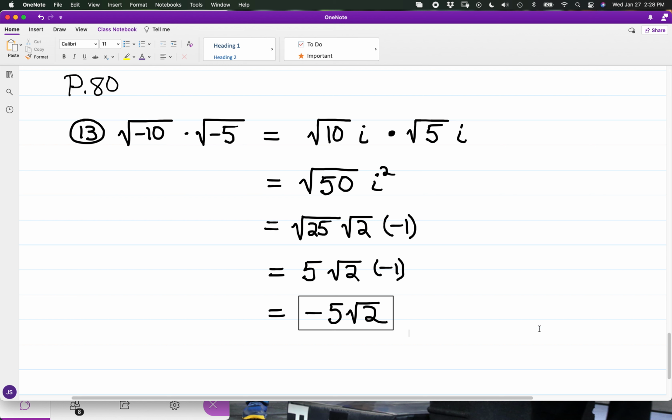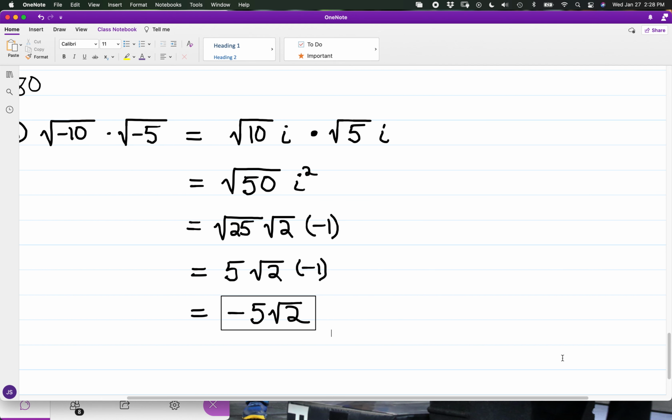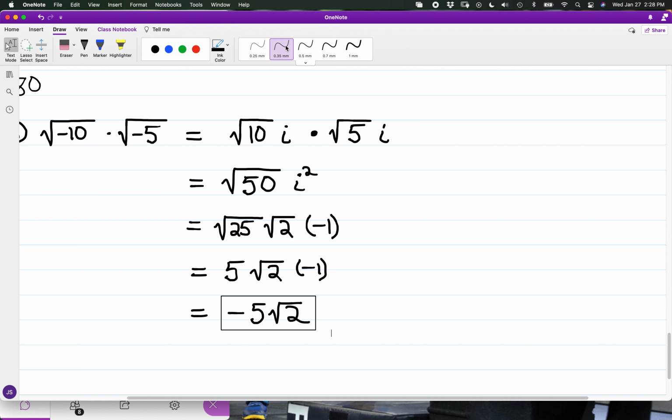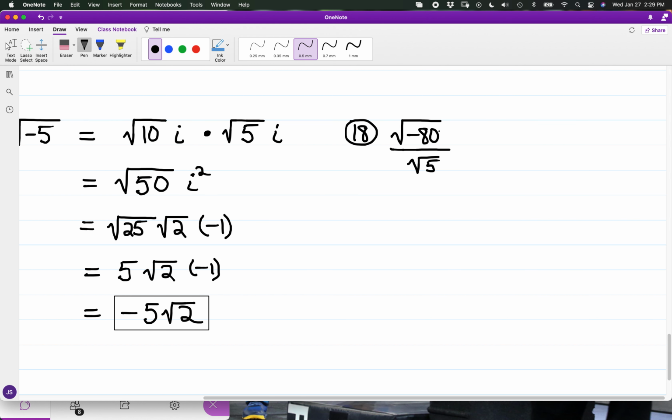Now, for number 18, we're looking at the operation of division. There are technically different ways you could go about this. For the fraction, we have the square root of negative 80 all over the square root of 5. So you have the square root of negative 80, with the negative sign. Now, the square root of 5, 5 is positive.